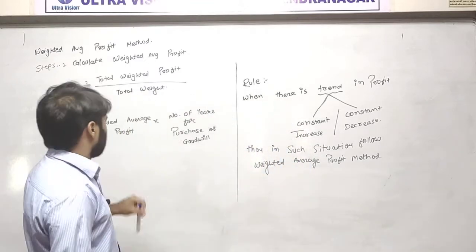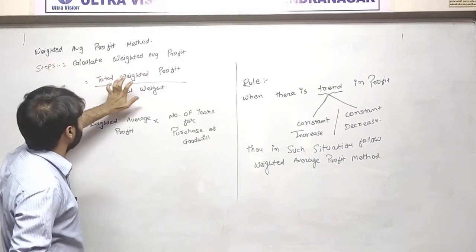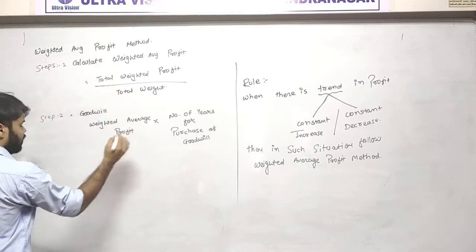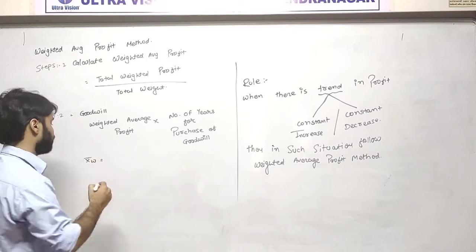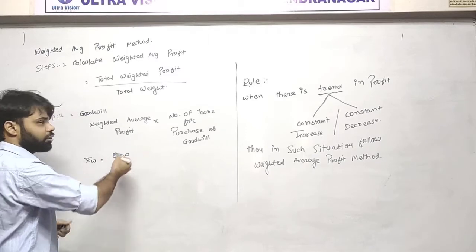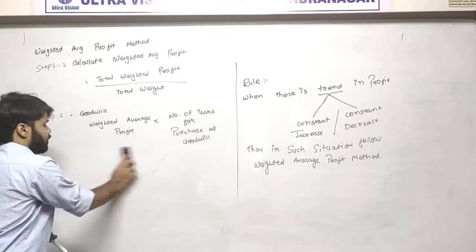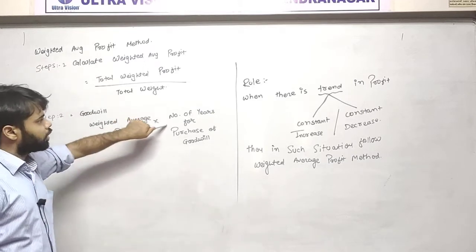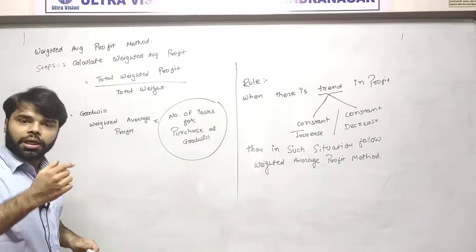Okay, now similar formula, two steps માં clear થઈ જાય છે. What is the weighted average profit method? Total weighted profit divided by total weight. It is just similar to calculating x bar w, the weighted mean, which you calculated as sigma xw divided by sigma w. This was your method in statistics in standard 11. Similar thing: total weighted profit divided by total weight, and goodwill equals weighted average profit into number of years for purchase of goodwill. This is given to you in the question.